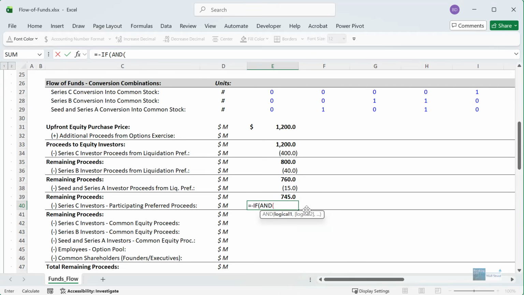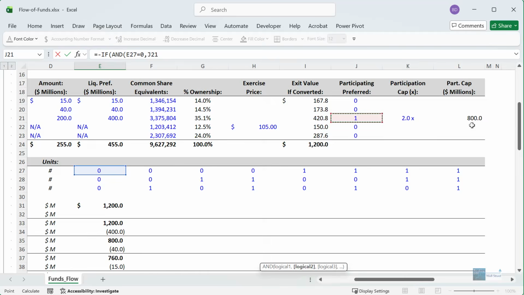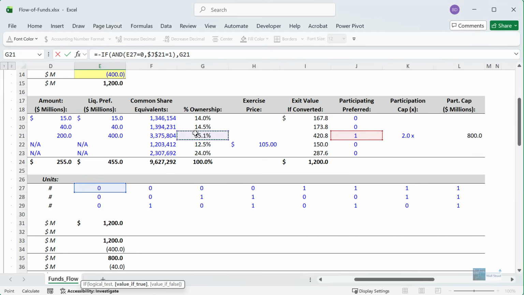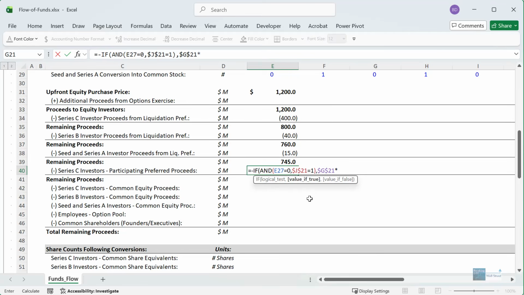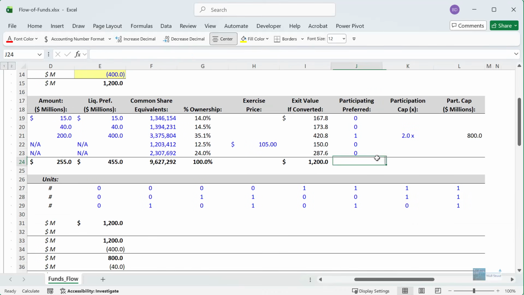We can say that if they stay in preferred stock, so if it equals 0, and they have participating preferred over here, so this equals 1, then we're going to take the ownership right here in cell G21 and then multiply by the remaining proceeds right here in cell E39. So this works, but the problem is that it does not reflect the participating cap.